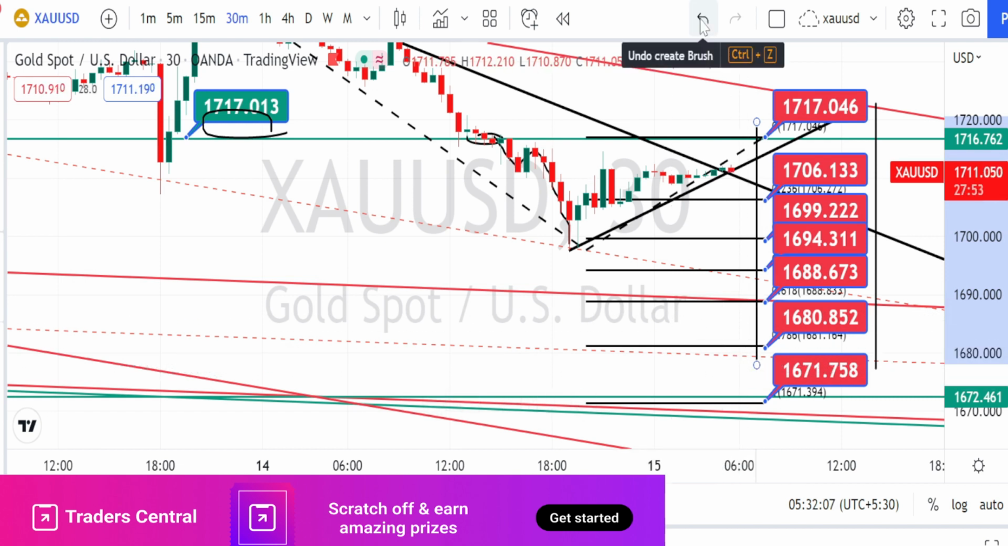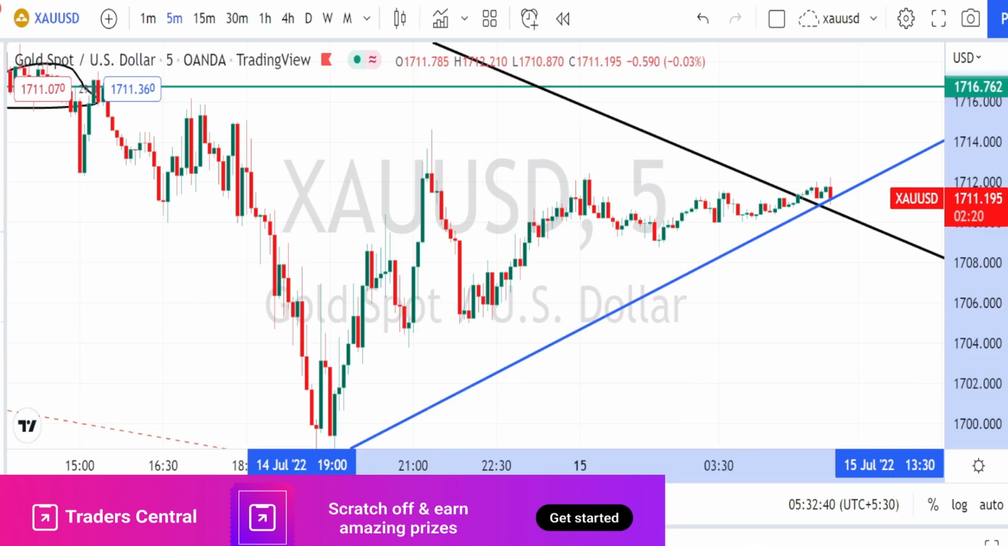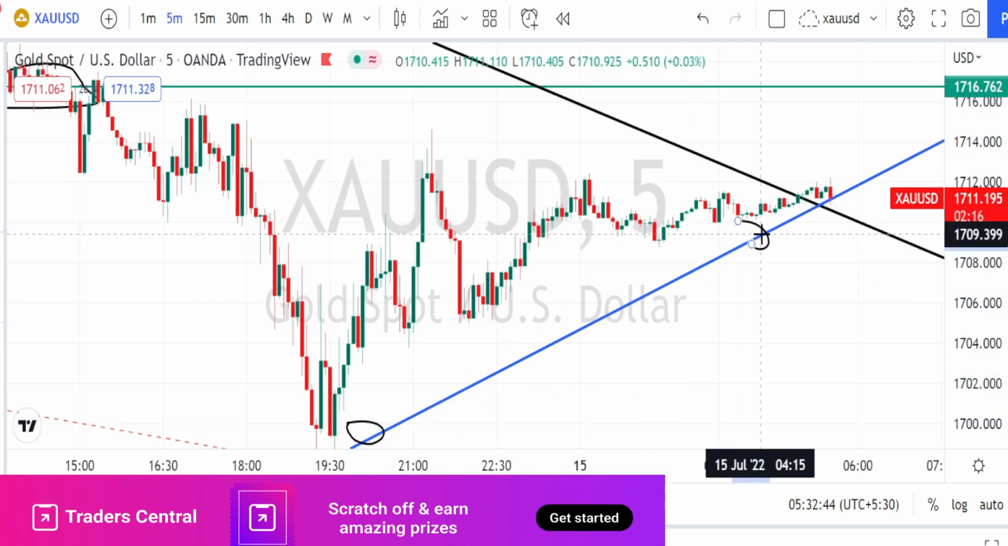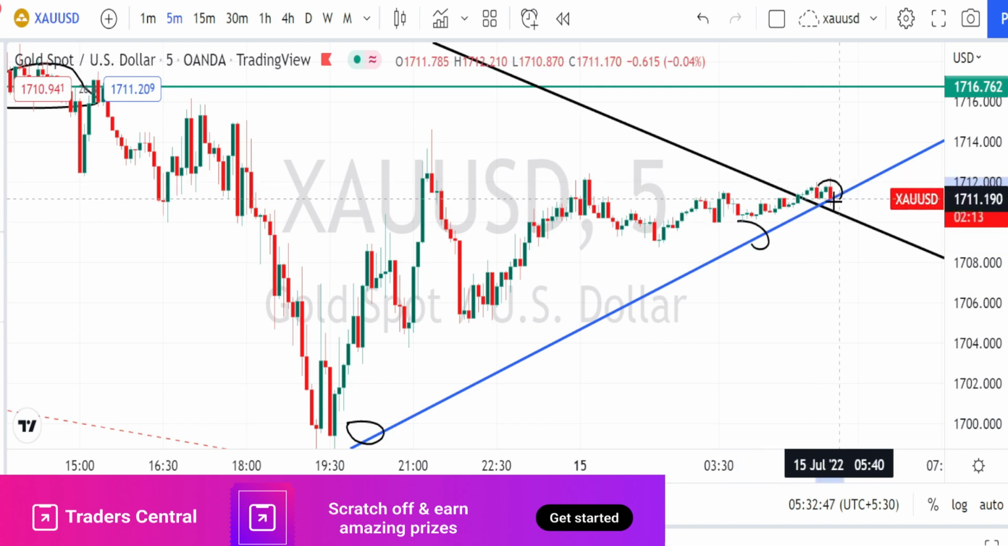Let us do the analysis in 5 minutes time frame. I am in 5 minutes time frame. When we look at the price action in 5 minutes time frame, we have noticed the price action to take support on this 30 minutes time frame support line or the trend line.